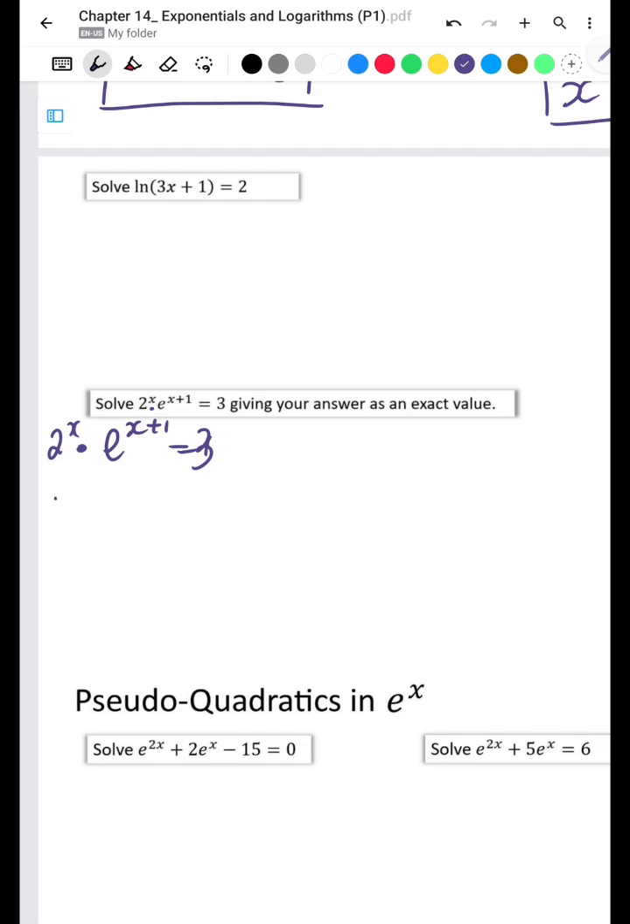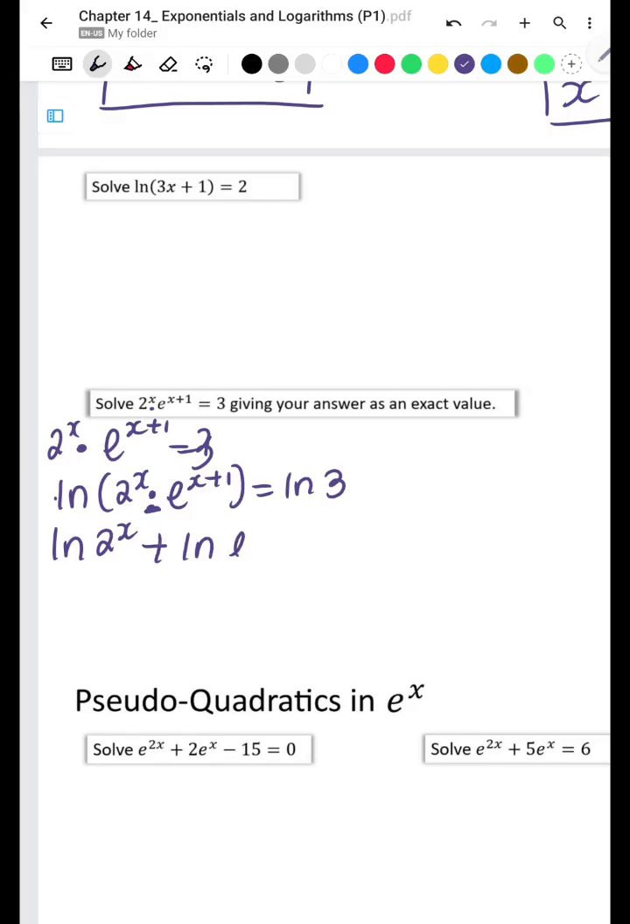I can say, okay, taking natural log of both sides and also using law of logarithms. So I'm saying natural log of 2x multiplied by x plus 1 is equal to natural log of 3. So this is natural log of 2x, because of this one, but at the multiplication, I have addition. Natural log of x plus 1 is equal to natural log of 3.